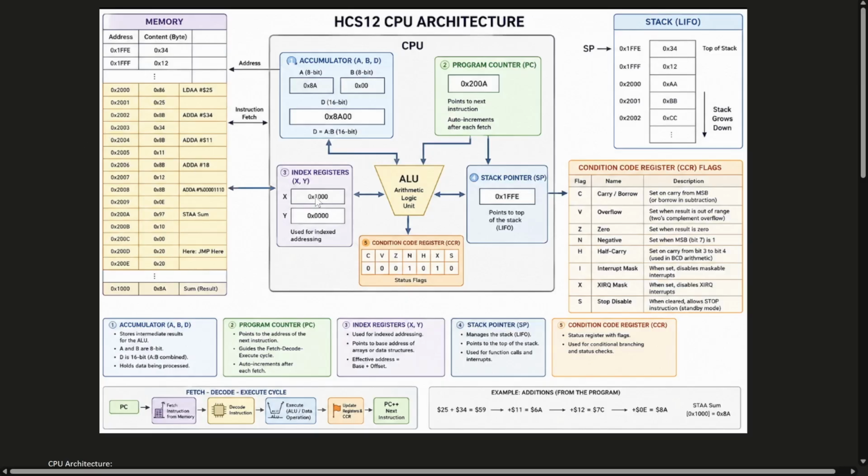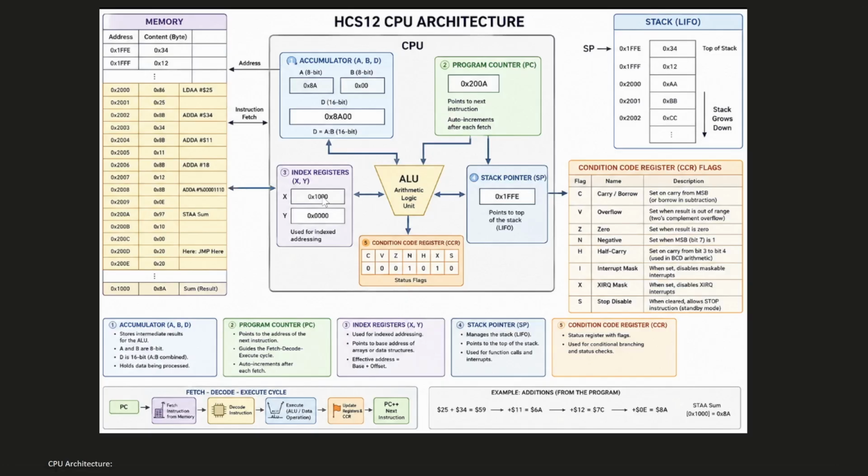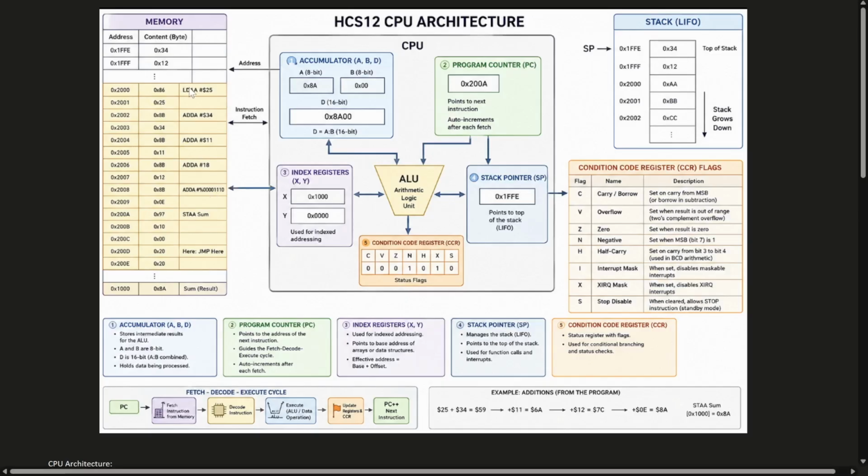Next, we have the index registers X and Y. These are used for indexed addressing. They point to the base address of arrays or data structures. So you can add an offset to the index register to access specific elements. For example, if X points to the start of an array, then X plus 2 gets you to the third element. In this example, we're not using any LDX, so they stay at 0, 0, 0, 0.